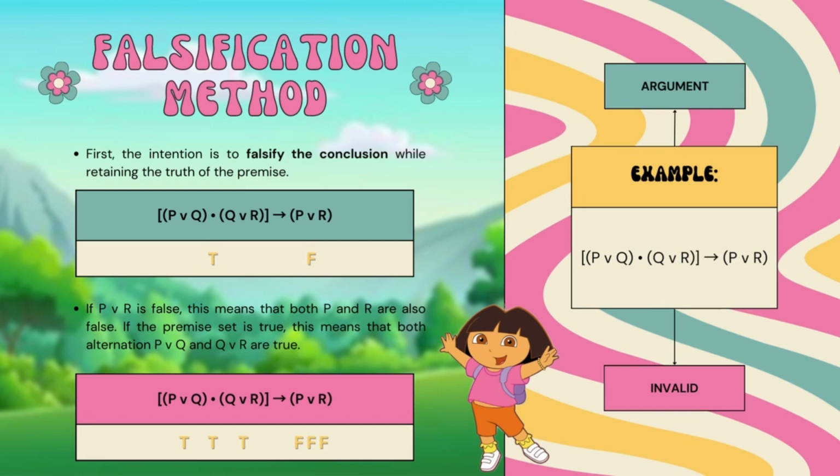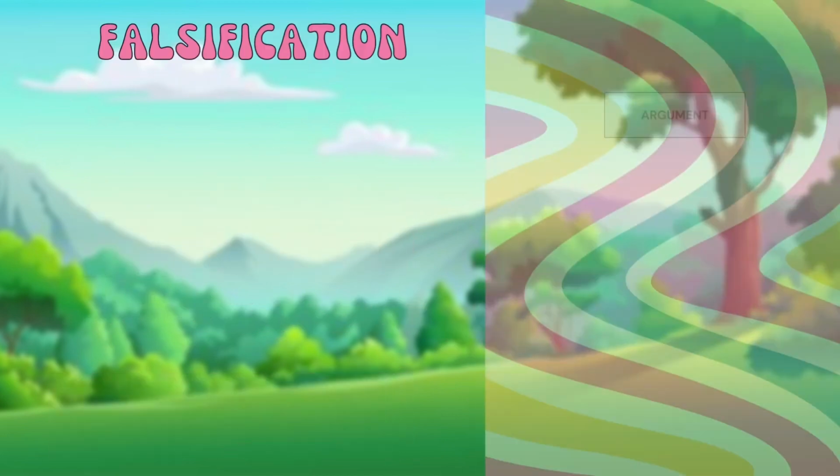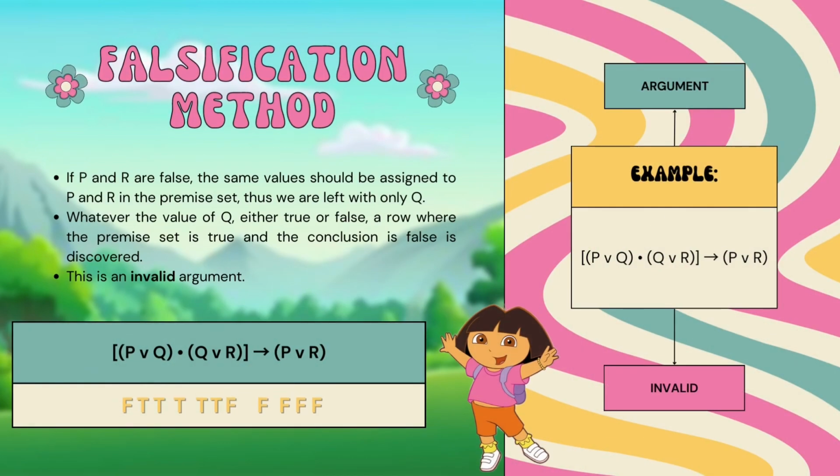We then begin our analysis from the conclusion. If P or R is false, this means that both P and R are also false. If the premise set is true, this means that both alternations, P or Q and Q or R, are true. If P and R are false, the same values should be assigned to P and R in the premise set. Thus, we are left with only Q. Notice that whatever the value of Q, either true or false, we have discovered a row where the premise set is true and the conclusion is false. The argument form, therefore, is invalid.